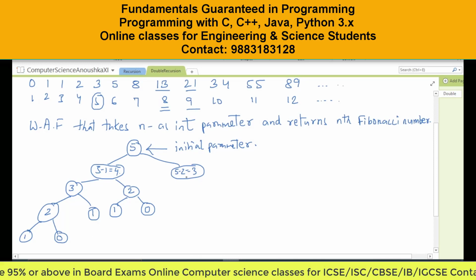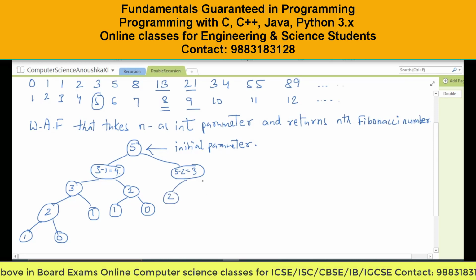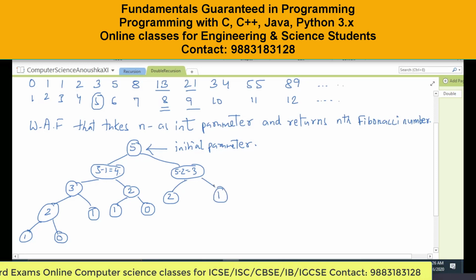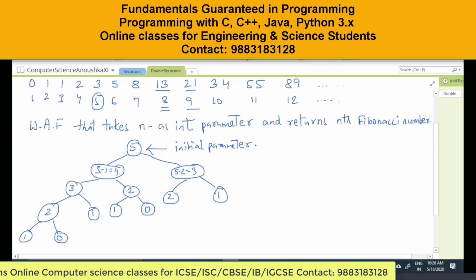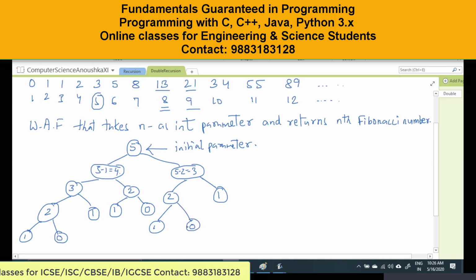So here 5 minus 2 is 3. So 3 minus 1 is 2, and 3 minus 2 is 1. Right? So we stop doing the calculation when our value is 1 or 0. So 2 minus 1 is 1, and 2 minus 2 is 0. Right? So this is how our recursive program will execute. So let me write down the code and then I will explain it.